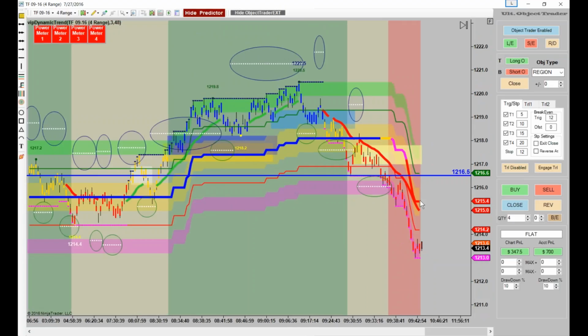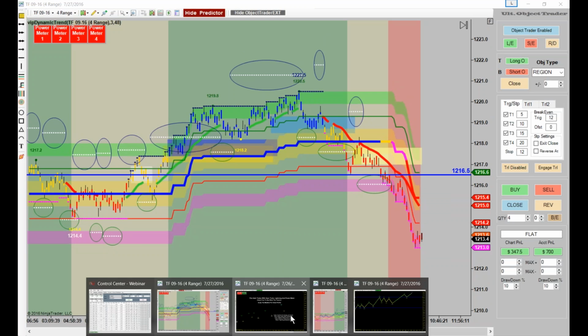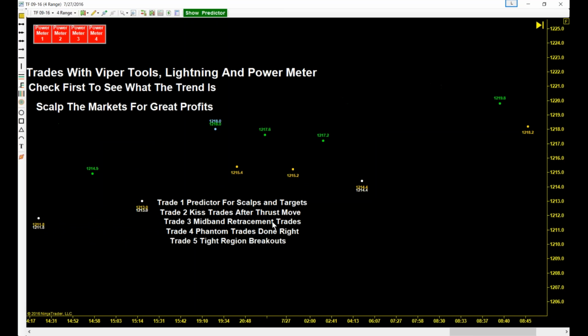All right? Now, also, when you've taken a trade like this and you got this monster short, do you need to be messing around with this anymore to begin with? Exactly. So what were the trades we were going to teach tonight? We talked about predictor for scalps and targets. We're talking about kiss trades right now after a thrust move. Mid-band retracement trades, I explained how to do them.